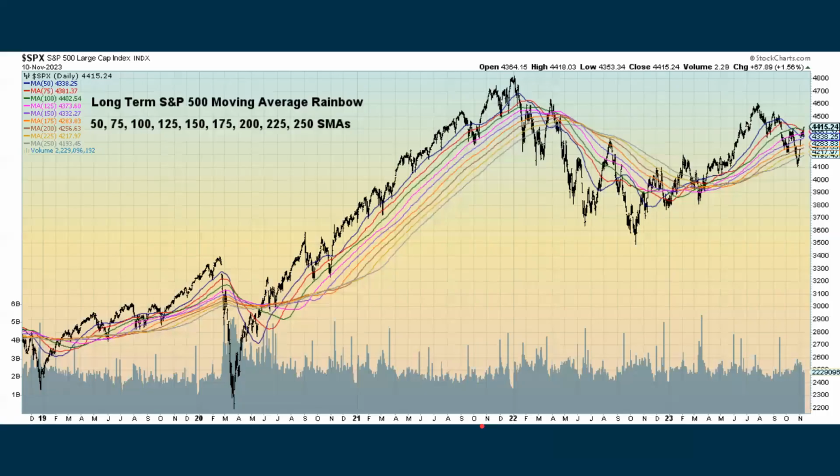Some long-term charts. Here's a long-term rainbow going from 50 periods up to 250 periods. We're again coming out of all of the different lines here, and the longer we can stay above this, the more these lines will start to turn back up.